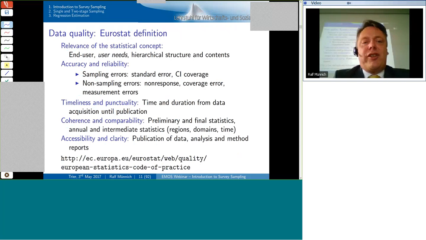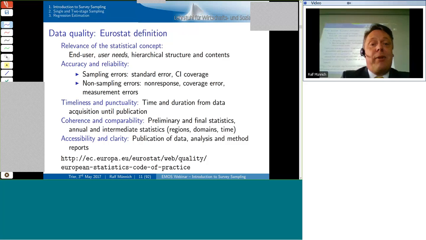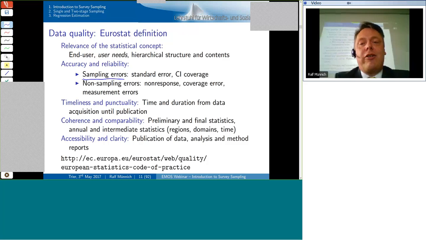So what else is of interest? Of course, we are always interested in data quality. All of you know the European Statistics Code of Practice, and this is only part of it. So, of course, relevance of the statistical concepts is very important. Accuracy and reliability. And if you talk about accuracy, we are already in the field we are directly interested in this lecture. This especially is sampling errors. So standard errors, confidence interval coverage, and all these things. We will go a little bit more in detail soon.